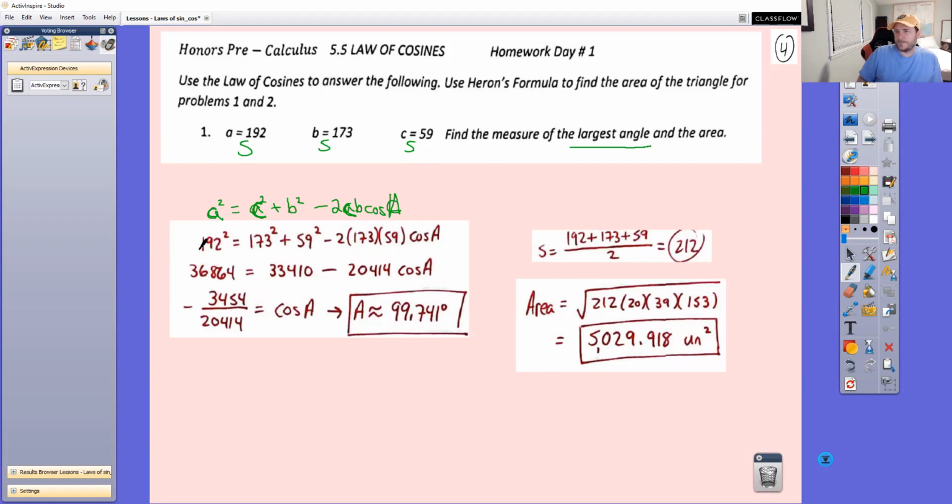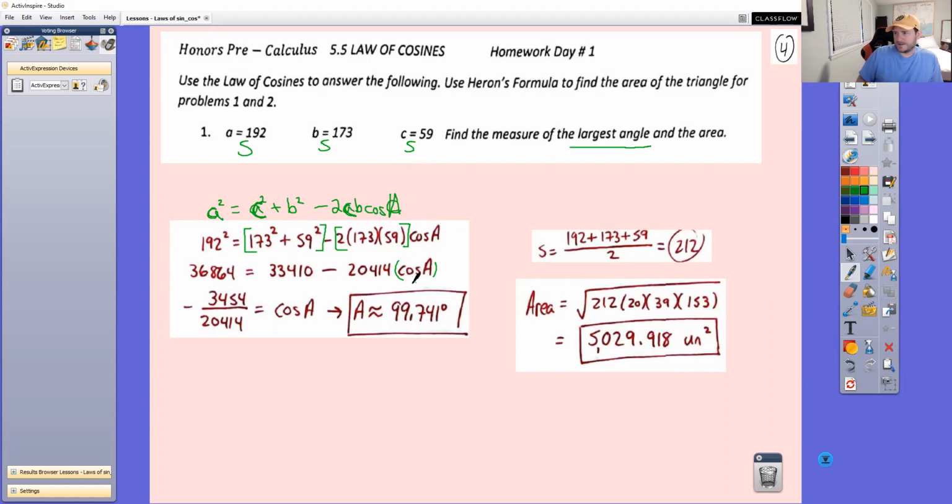So square this, you get this number. Square this and square that and add them up. I'm doing all of that to get this. Then I am multiplying out this coefficient to get this. But now cosine A, that's like a variable expression. We want to solve for that.